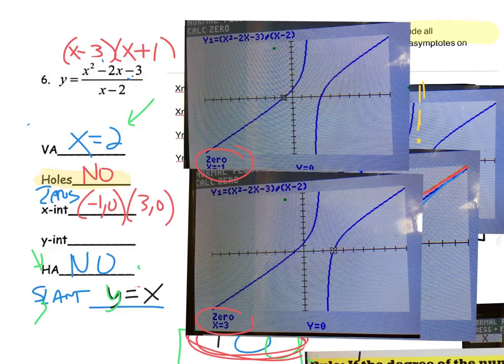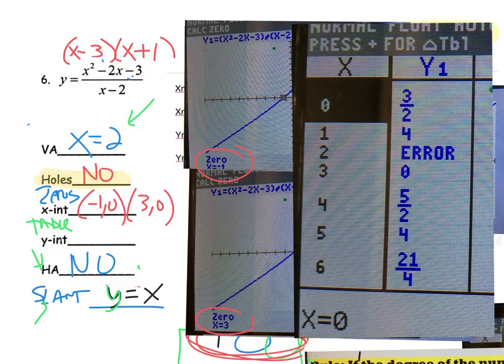And to get my y-intercept, I'll just go to my table of values when x is equal to 0. So here our y-intercept turns out to be the point (0, 3/2). So now we did the entire background for this rational function, and now we're going to go about making our graph.